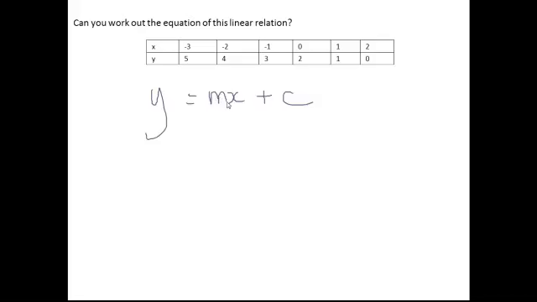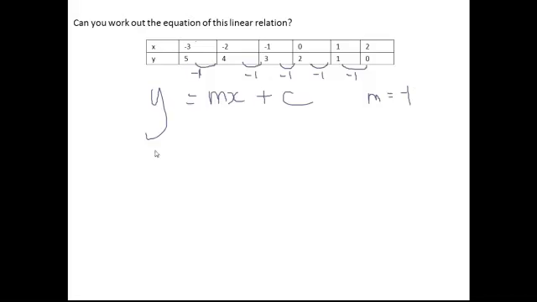Now, what we can work out here is the gradient. So we can look at, as x is going up by 1 in this direction, what's happening to y. In this case, to go from 5 to 4, we have to subtract 1. And then to go from 4 to 3, we also subtract 1. From 3 to 2, subtract 1. Subtract 1, subtract 1. So we can see that we're taking away 1 every time. So that means our gradient is going to be negative 1.